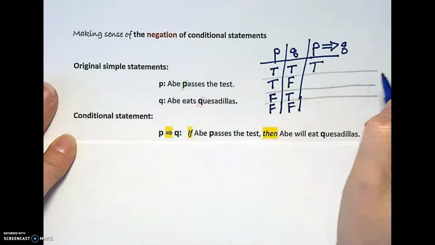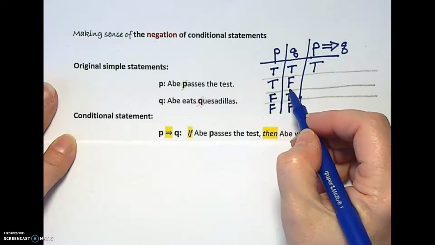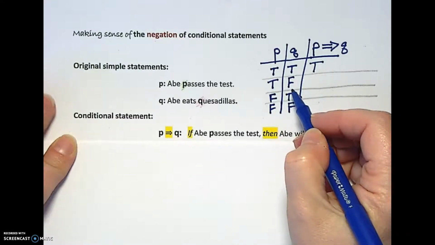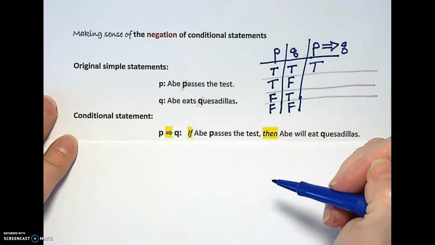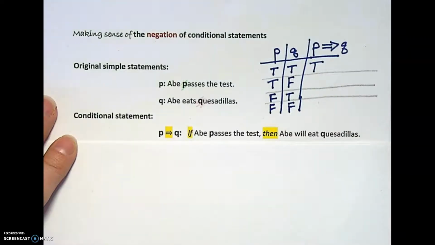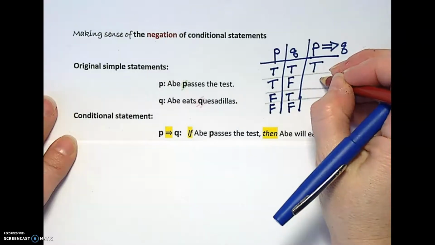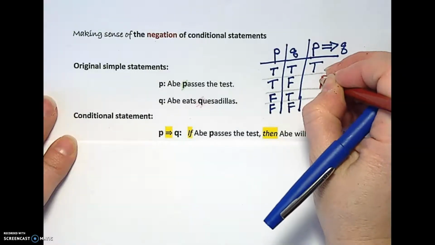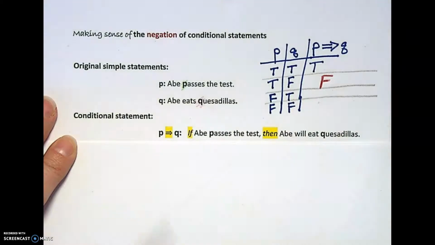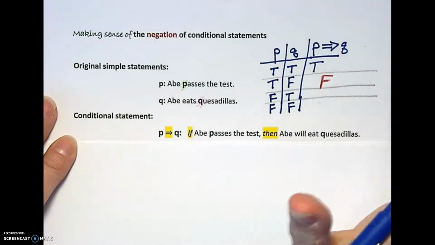And then here, he passed the test, but he didn't eat quesadillas. What's up with that? Is that okay? No, he's lying to himself. There are little happy things, you've got to do it. So in this case, it was a false statement because he passed the test, but he didn't have quesadillas, and that's just not okay.